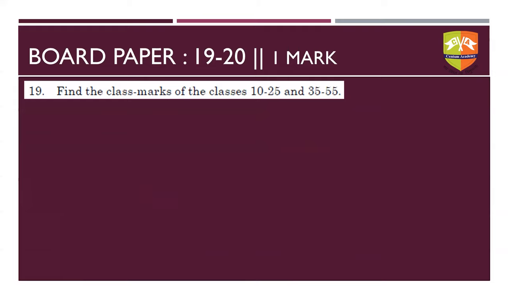So this is all. Find the class marks in simple. Class marks. So do it. 10 plus 25 by 2, 35 by 2, that is 17.5. Am I right? And this one, 35 plus 55 by 2, that is 45. Class marks of 10 to 25 is 17 and a half, and 35 to 55 is 45. Clear, guys? This was asked in 2019, 8 mark. Any difficulty?